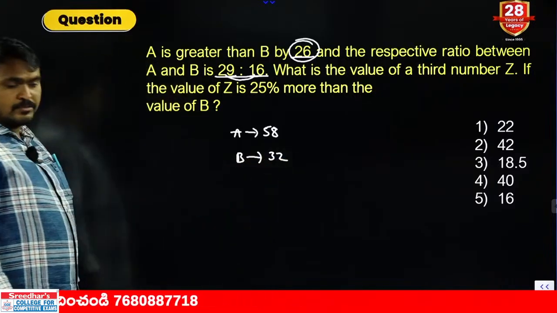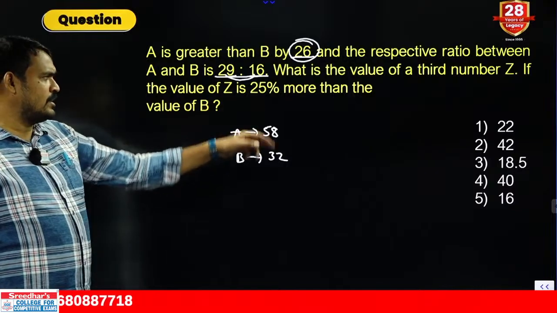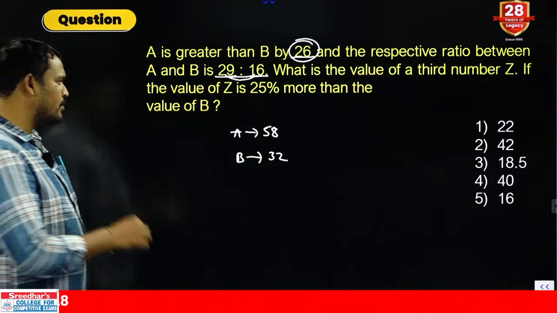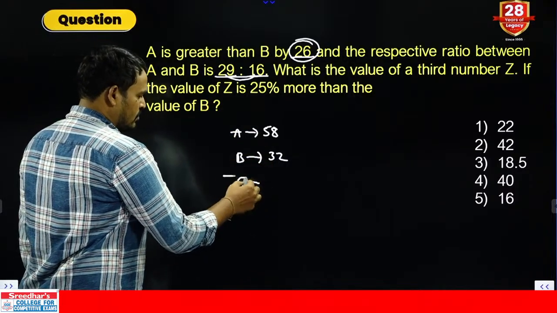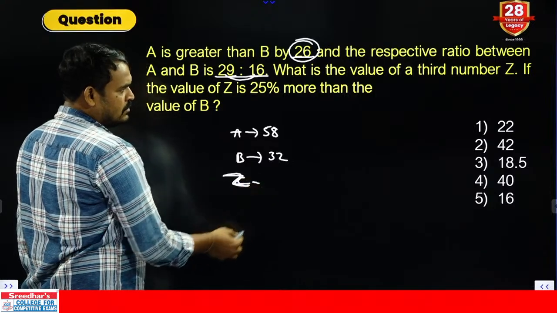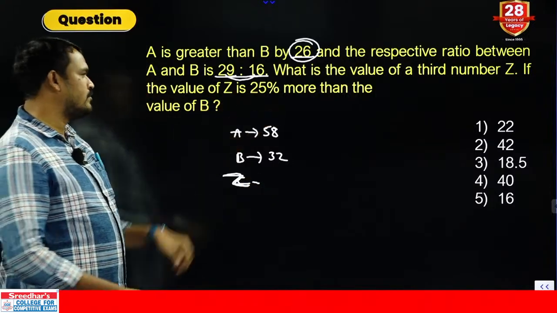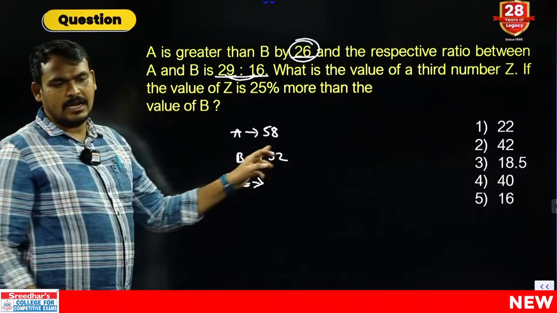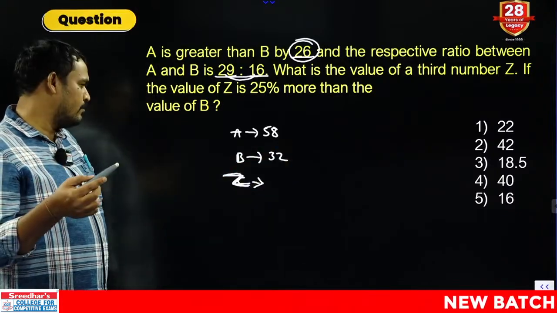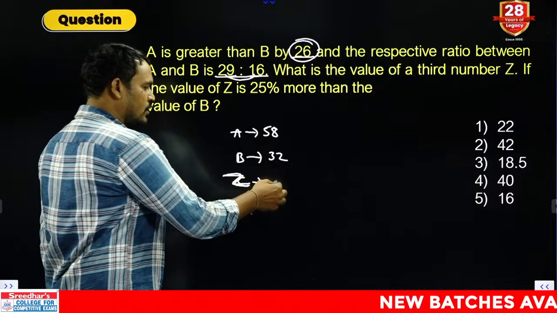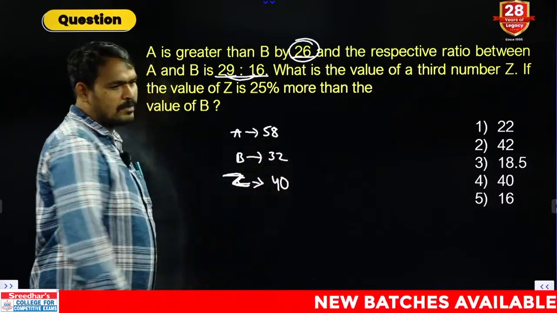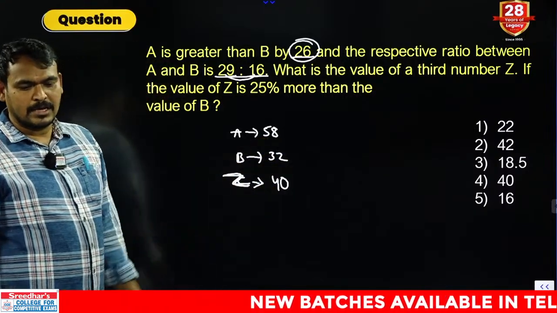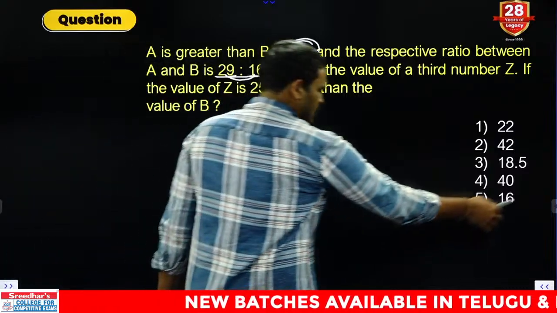What is the value of the third number Z? The value of Z is 25% more than B. Already B is 32, and it is 25% more. 25% more means what is the 25% of 32? 8. 32 plus 8 means how much? 40. Which option? The fourth one.